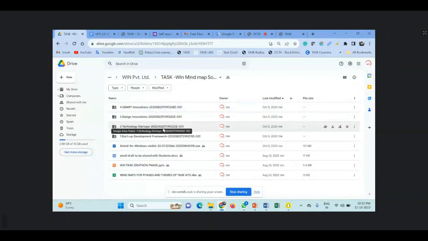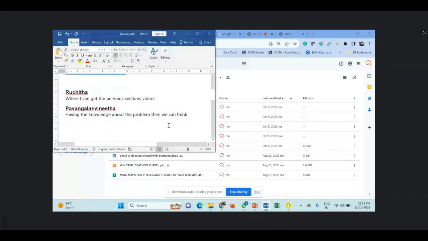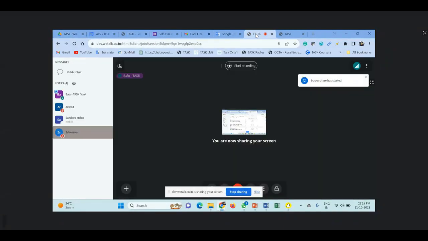Here is the folder, and I will also share the link to access that software. We will also send you emails, WhatsApp messages and other communications related to this program. Before that, let me display that PPT.